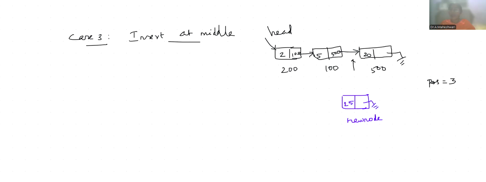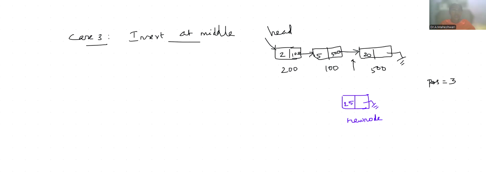Okay, for that, what do I have to do? Do we need any traversing pointer? Yes. So how do you have to traverse from the first position? How long do you have to traverse? Till position minus 1. This is the third position, so before this position you have to stop your traversing pointer. If your traversing pointer is here, I can easily insert my new node in this place.